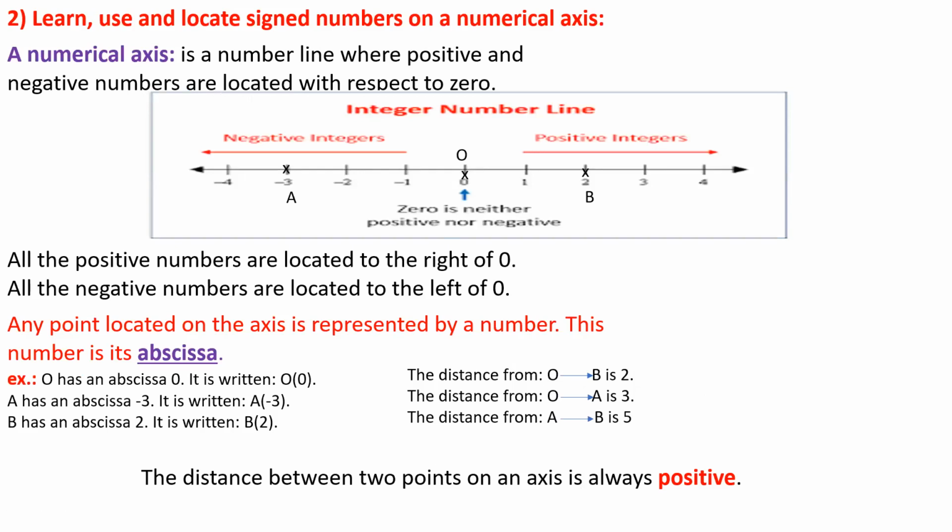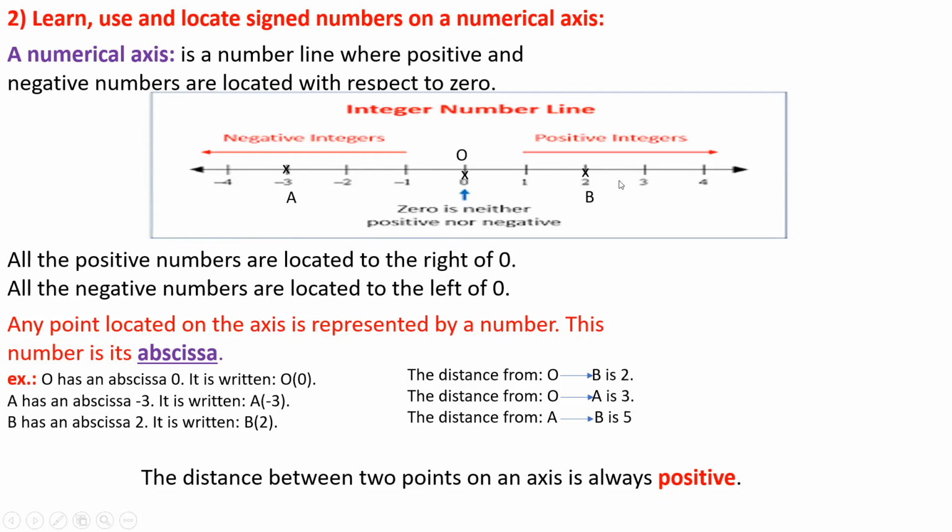Number 2, learn, use and locate signed numbers on a numerical axis. What do we mean by the numerical axis? A numerical axis is a number line. It is a line, it is drawn horizontally, where positive and negative numbers are related with respect to 0.